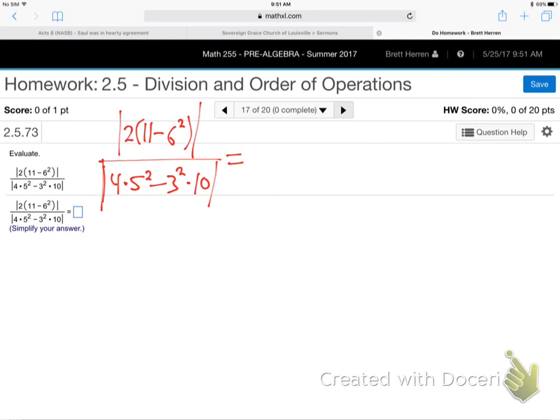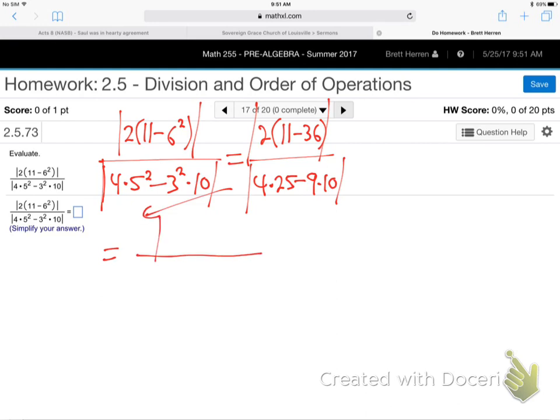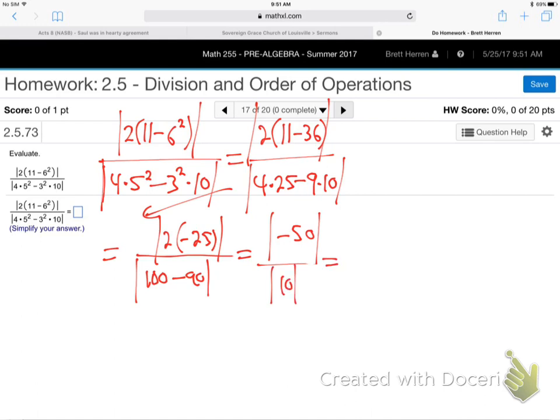All right, where do we start? In the parentheses, but we do the 36 first. Down here, we do the 25: 5 squared is 25, 3 squared is 9. Do all the powers. Next, come down here. Parentheses was at minus 25. And down below, 4 times 25 is 100 minus 90. And that's minus 50 over 10. Good to there?